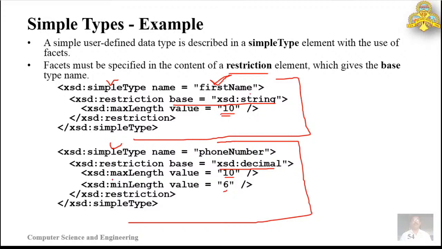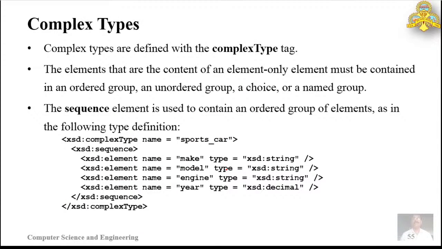To use the facets maxLength and minLength, they should be included within the restriction element, and in the restriction we have to specify the base. So this is for declaring simple types, and now let's go for the complex types. Complex types are defined within the complexType tag, and the child element types are also specified here. Observe that elements that are content of element only must be contained in an ordered group, unordered group, a choice or named group.